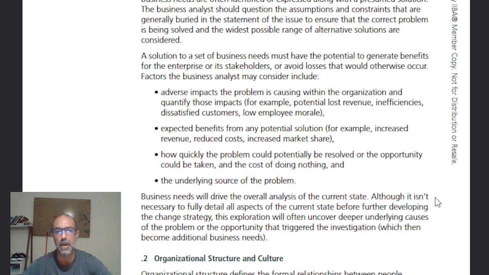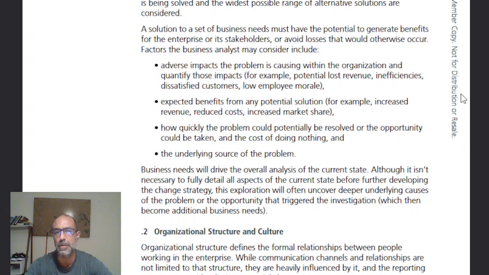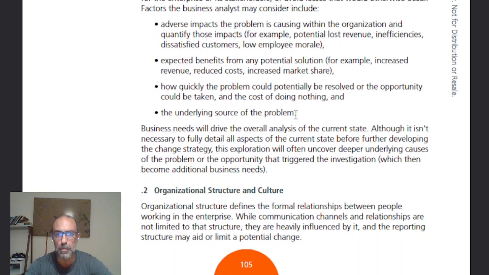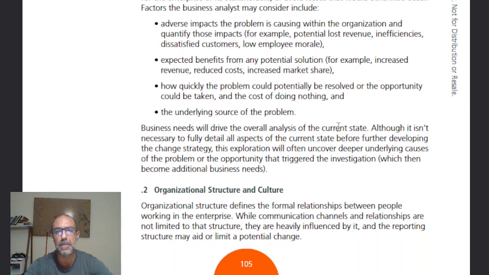and quantify those impacts. For example, potential lost revenue, inefficiencies, dissatisfied customers, low employee morale. Expected benefits from, we are considering these in order to analyze the current state. So we're looking at the current state and we're looking to see what's being affected, so in order for us to actually create a strategy around it. Expected benefits from any potential solution, for example, increased revenue, reduced cost, increased market share.